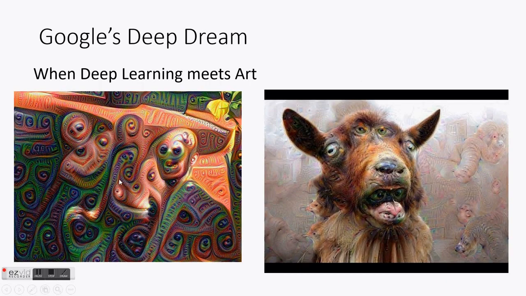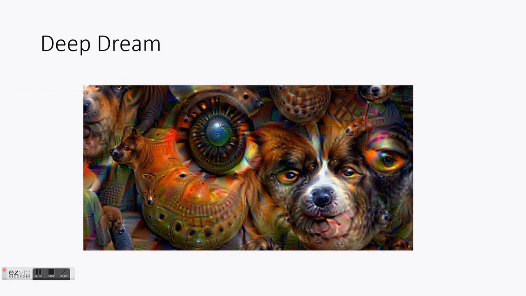And here's another interesting thing, when deep learning meets art. This is done by a Google engineer, where the network has learned some art form, and then it applies it to real world images and generates a sort of surreal art. So here's another interesting picture of that.